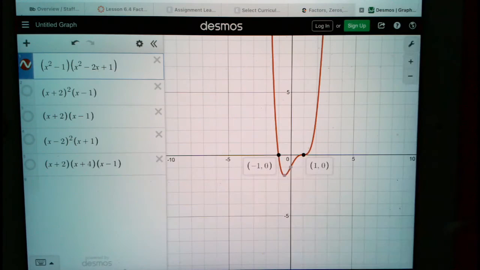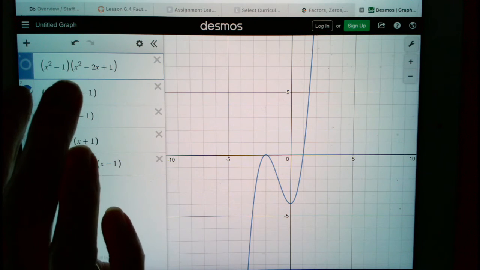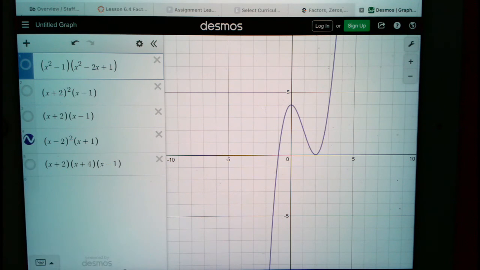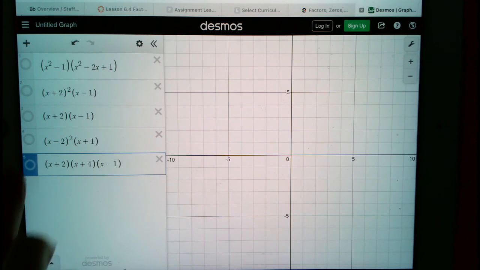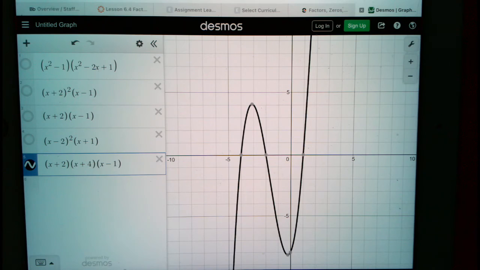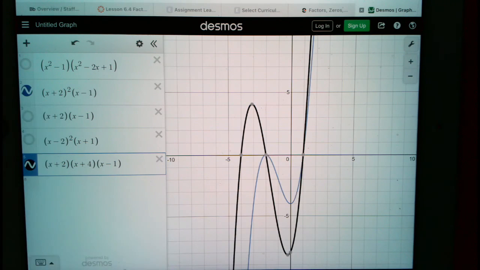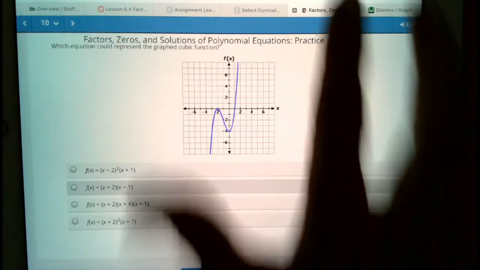So when we come over here and look at the picture, we'll start with this one. Well, we've got a root at -2 and a root at 1. I got lucky again, and it's that one, I believe, but let's just take a look. Not that one. Definitely not that one. And I don't think, nope, because we've got 3 roots on there. So again, our choice is going to be x plus 2 squared times x minus 1.